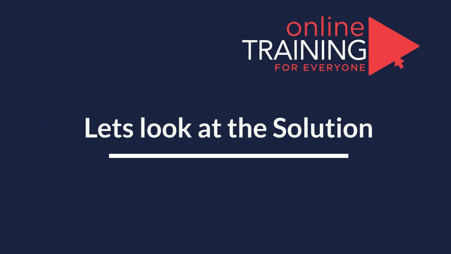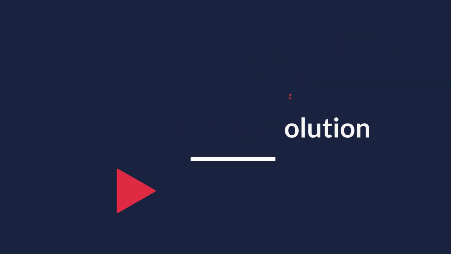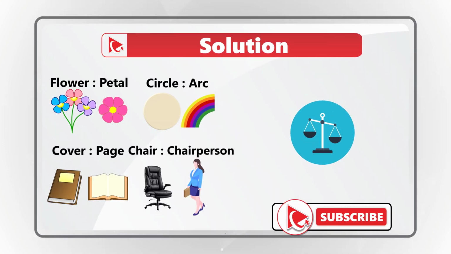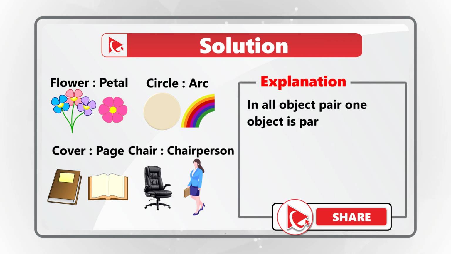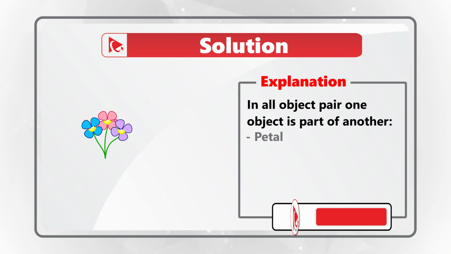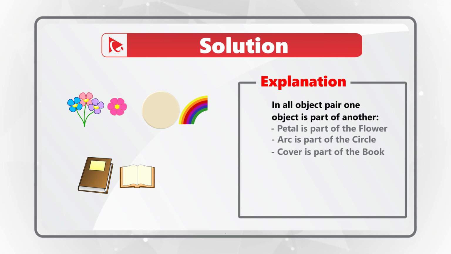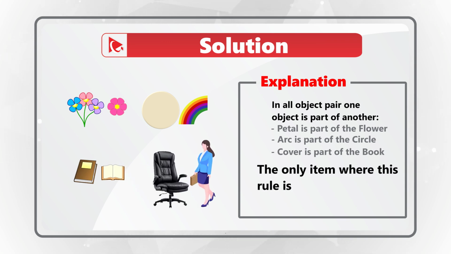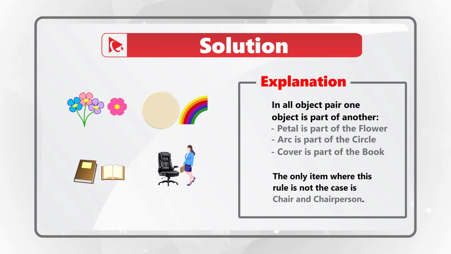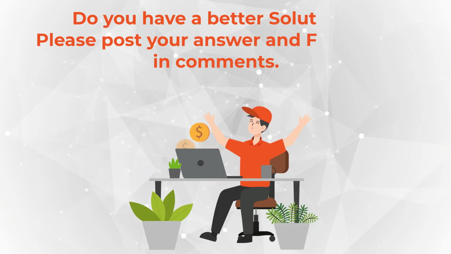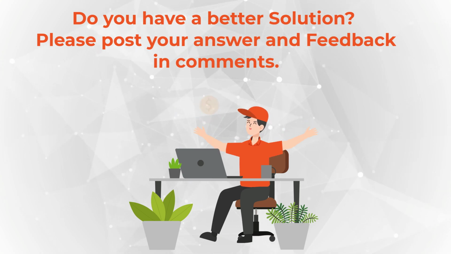Give yourself a little bit of time to see if you can come up with the solution. Ready or not, I am moving forward to share with you my version. And obviously, if you have a better way to solve it, please make sure to post in comments. The key here is to determine the relationship between the objects. And in all object pairs, one object is part of another. Let's look at the examples. Petal is part of the flower. Arc is part of the circle. And cover is part of the book. The only word pair where this rule does not work is chair and chairperson. Even though the words sound similar, they are not part of each other. So the correct answer is choice D, chair and chairperson. Hopefully you've nailed this question and now know how to answer similar problems on the test.